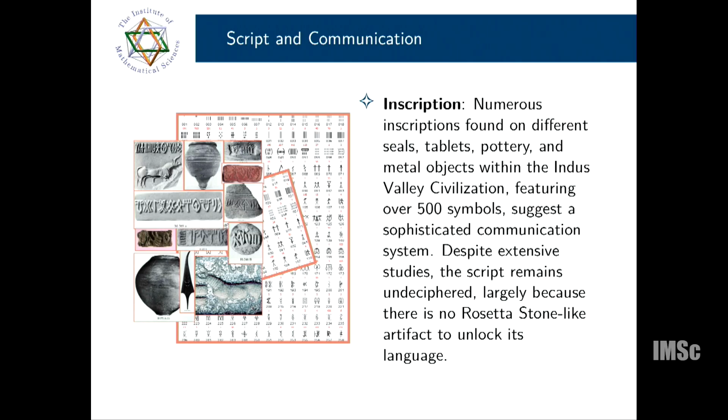Now the script and communication. Maybe we'll talk in a lot more detail, but the archaeologists have found a lot of seals, potteries and tablets, objects with something written on them. What is written? Maybe that we'll discuss. There are more than 500, 600 different signs. The number of signs can vary depending on how we count. So the point is, there are different symbols.